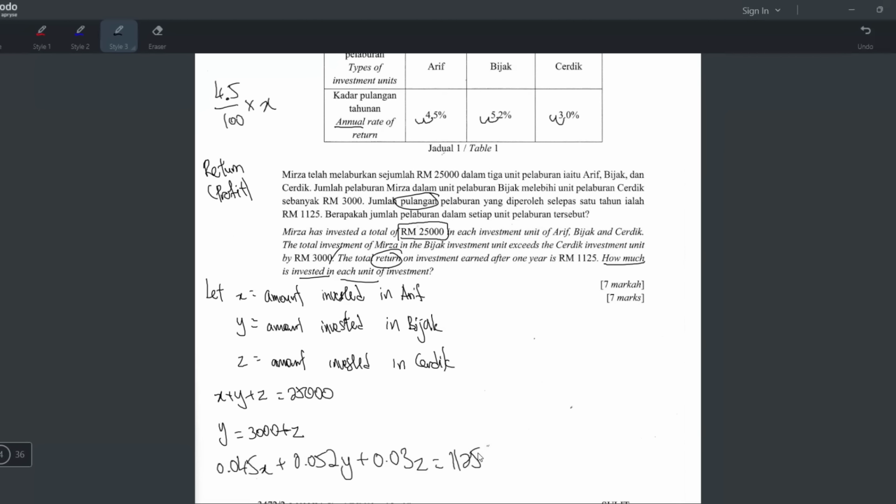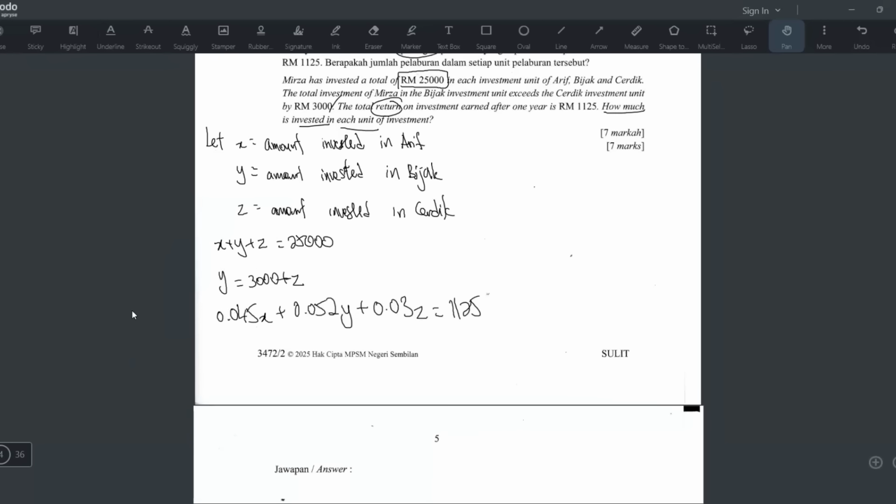One thing I want to mention, you have to check carefully whether the question is asking you to find the return or the matured value. If they ask for matured value, then here you have to do 1.045, 1.052, 1.03, because matured value means the original amount add with the return. But this one, they only say the total return. So we just straight away times with the percentage. No need to plus 100. But yeah, all right. So with that being said, let's solve for x, y, z.